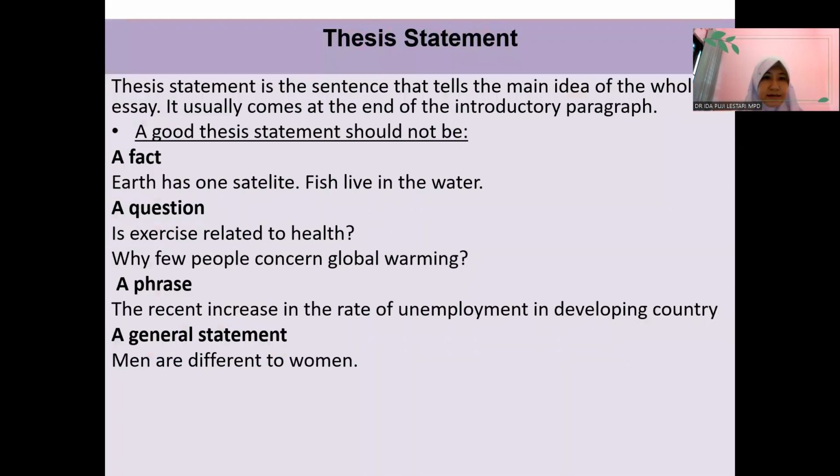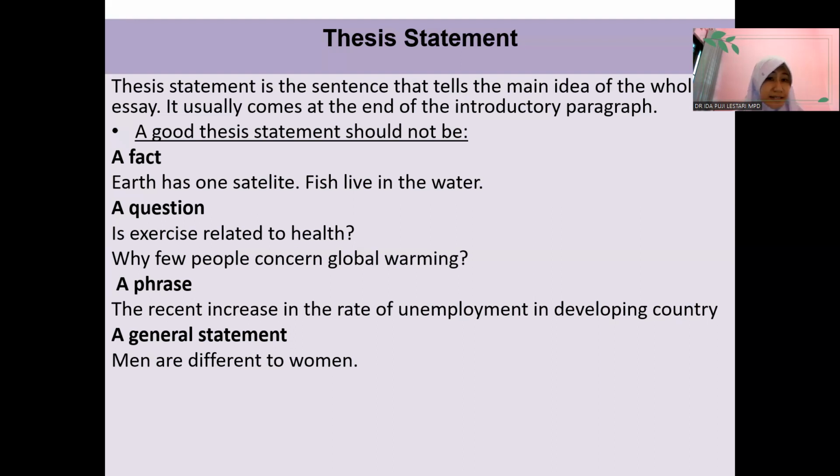This is the definition of a thesis statement. A thesis statement is the sentence that tells the main idea of the whole essay. It usually comes at the end of the introductory paragraph. A good thesis statement should not be a fact. For example, Earth has 1 satellite, or fish live in the water.